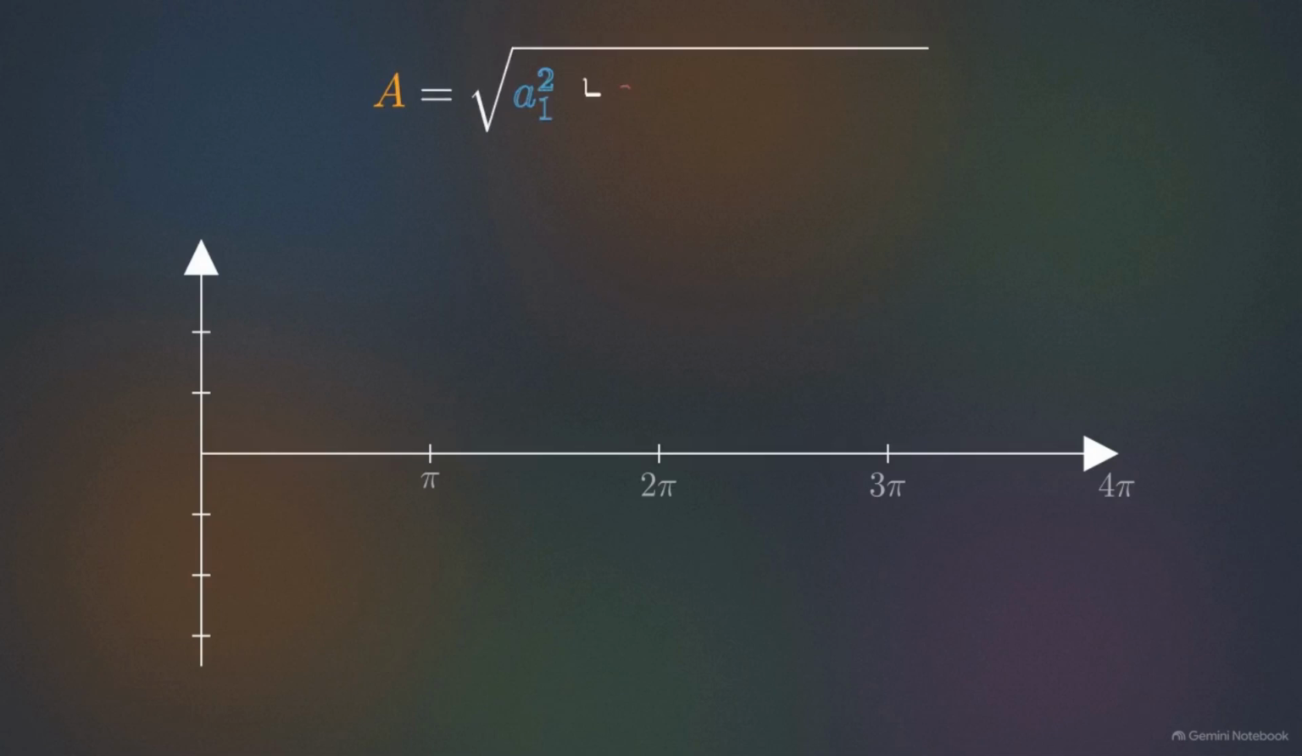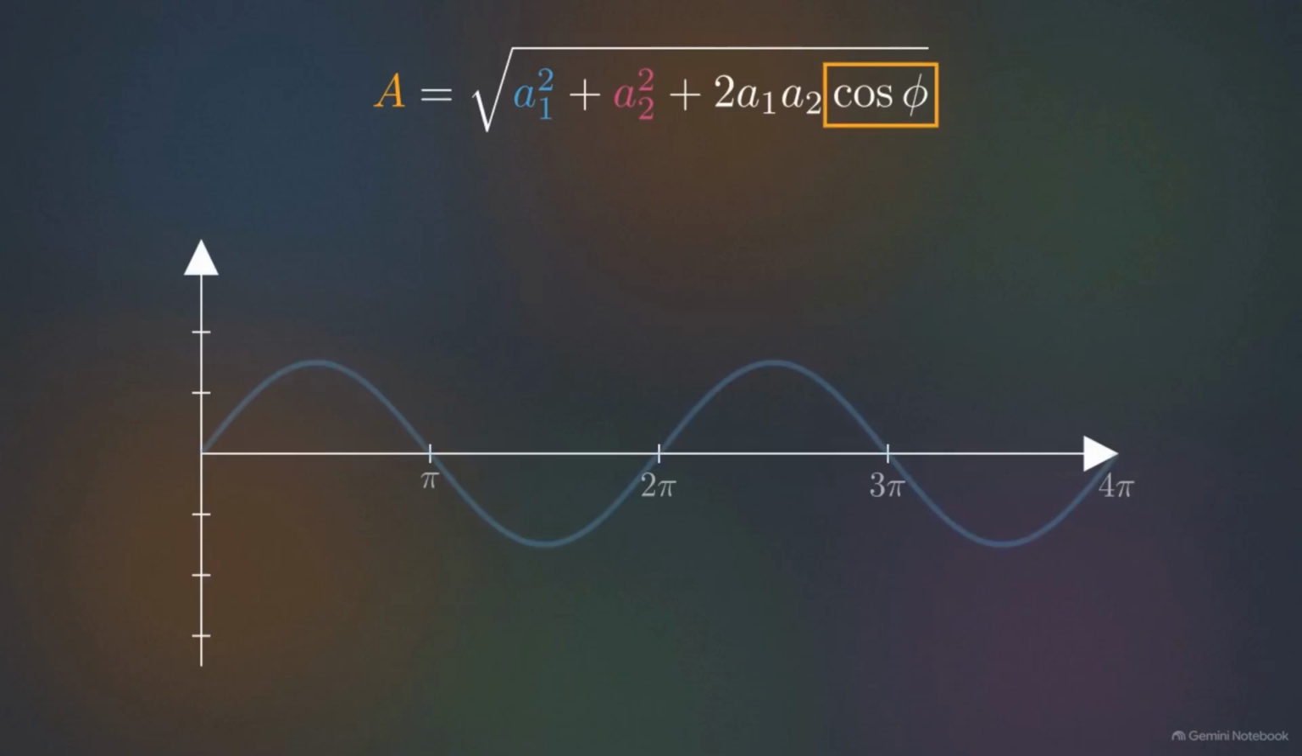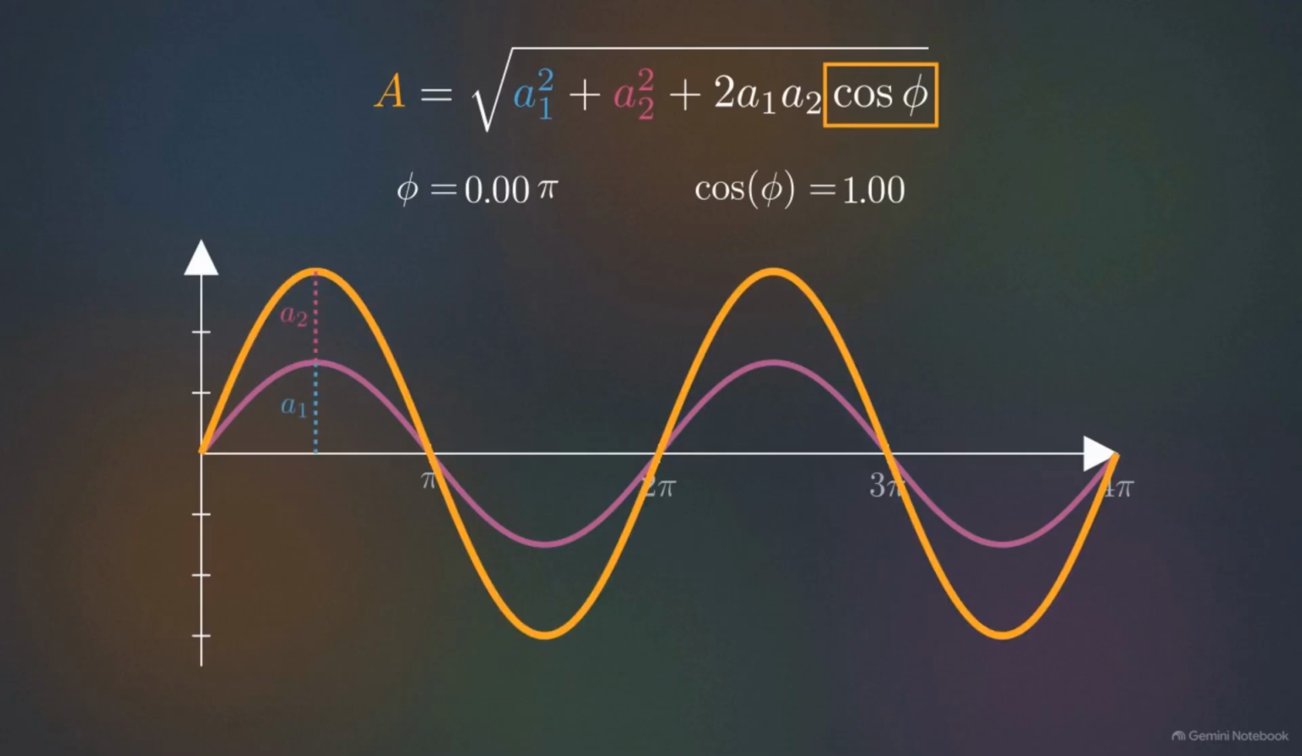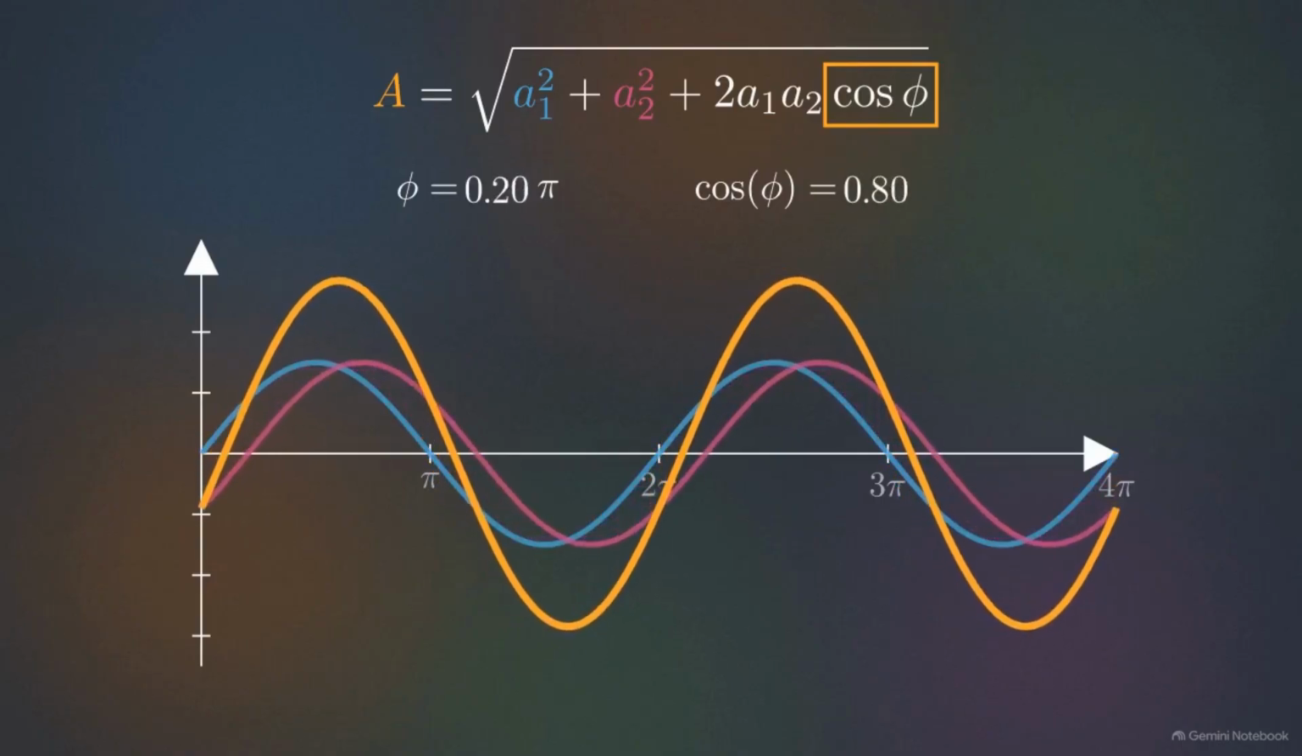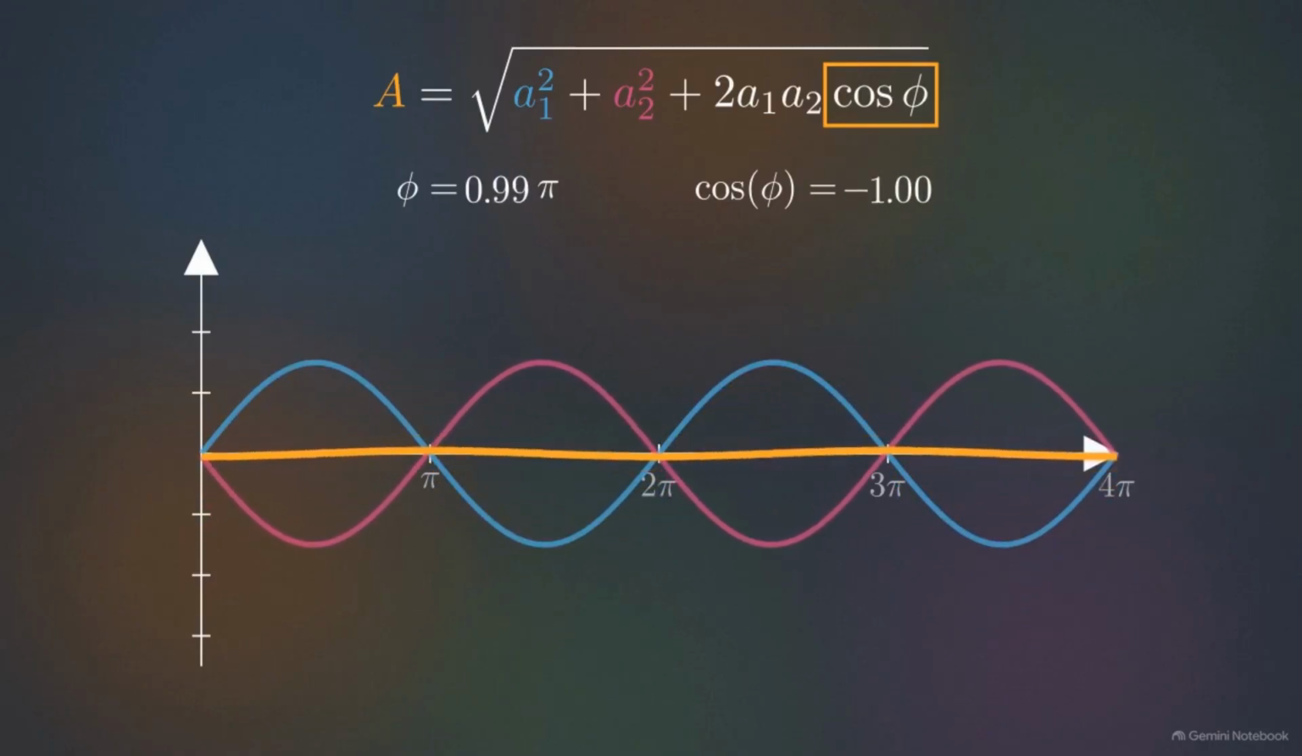Resultant amplitude equals the square root of a1 squared plus a2 squared plus 2a1a2 times the cosine of phi. Since the original amplitudes are fixed, the final size of the wave depends entirely on the cosine of phi. If the phase difference is an even multiple of pi, the waves are perfectly in phase. In this state, the cosine term evaluates to exactly 1. The peaks reinforce each other to create constructive interference, resulting in the maximum possible amplitude, a1 plus a2.